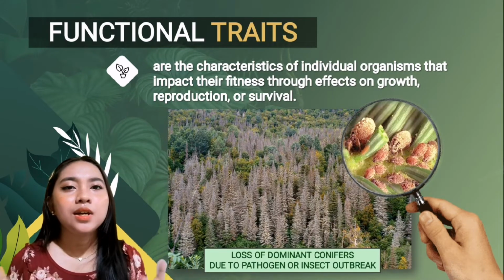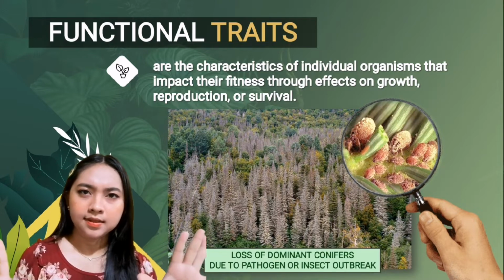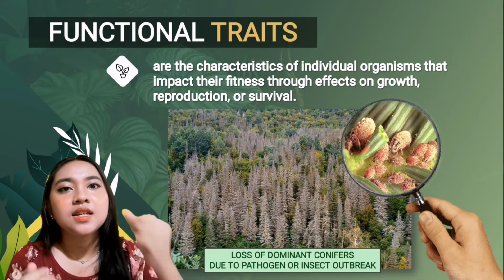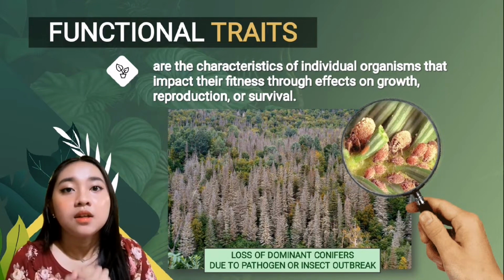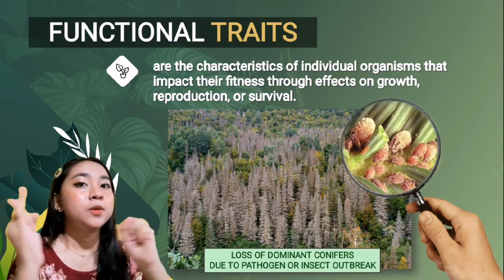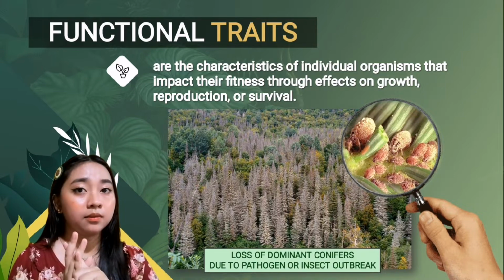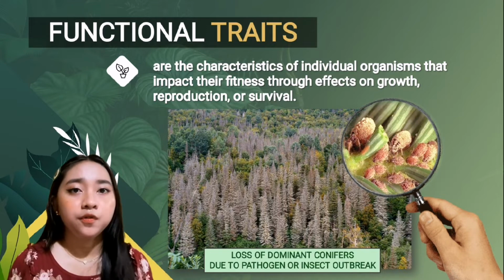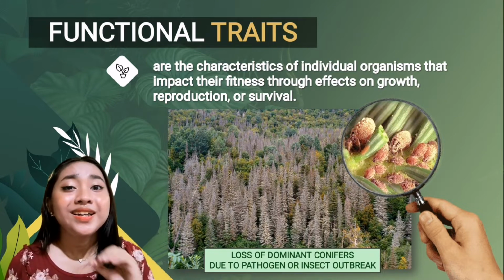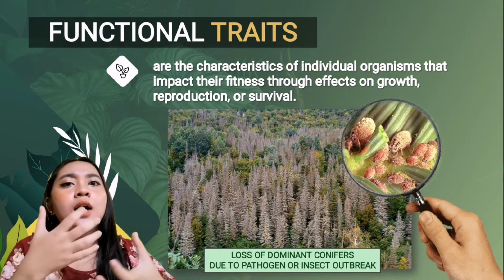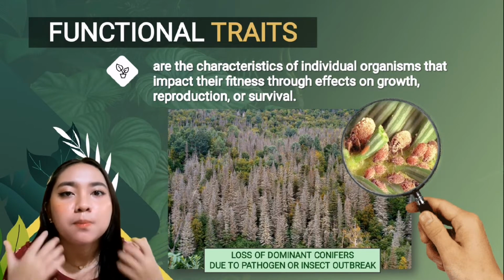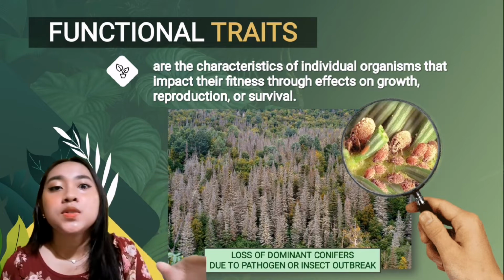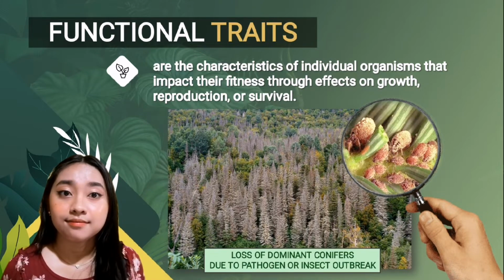Next, we have the functional traits. These are the characteristics of individual organisms that impact their fitness through effects on growth, reproduction, or survival. For example, we have the loss of dominant conifers due to pathogen or insect outbreak, which alters microclimate and plant biomass strongly enough to affect most ecosystem processes.